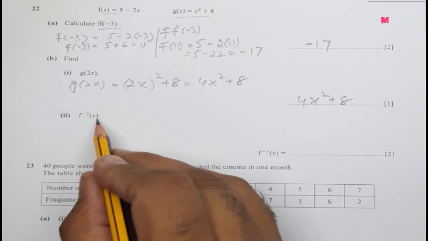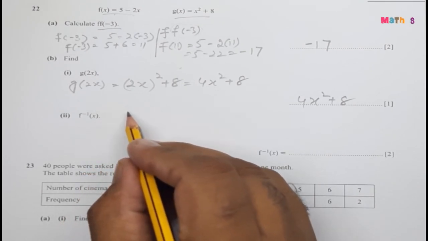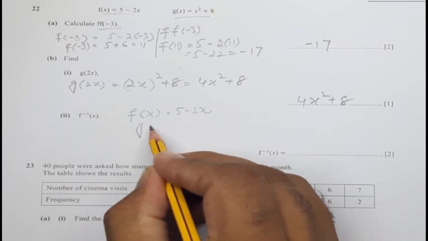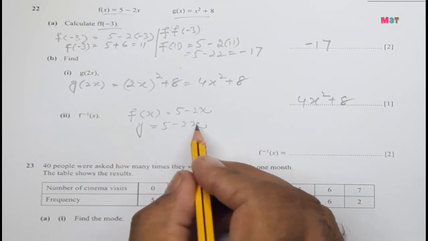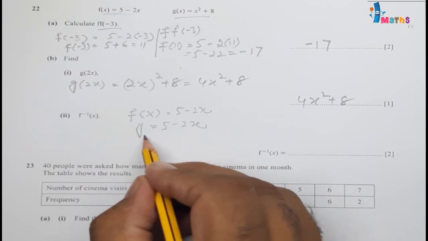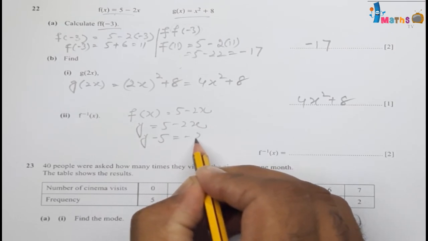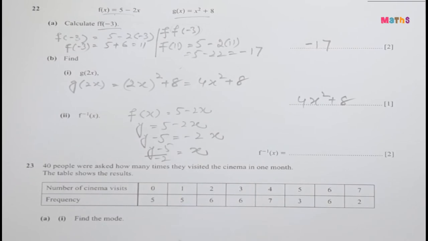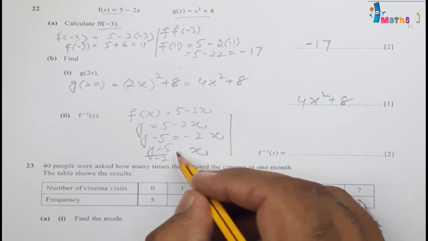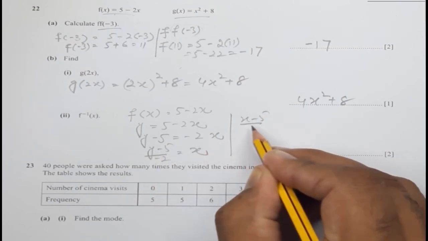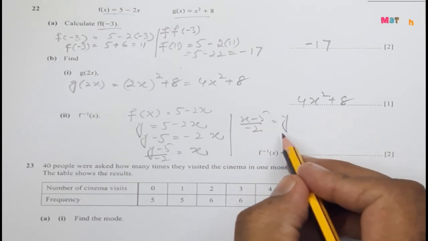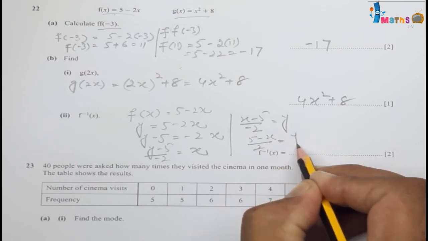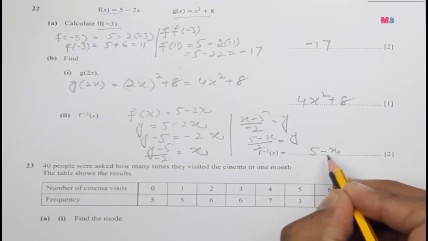Next part, f inverse of x. So f of x is given, f of x is equal to 5 minus 2x. We can replace it with y is equal to 5 minus 2x, so we can make x the subject. So we shift 5: y minus 5 is equal to minus 2x. So divide by minus 2 also: y minus 5 over minus 2 is equal to x. Now we can swap x and y. So x minus 5 over minus 2 is equal to y. To accommodate this minus, we can switch these two. So this will be 5 minus x over 2 is equal to y. This will be our answer, 5 minus x over 2.